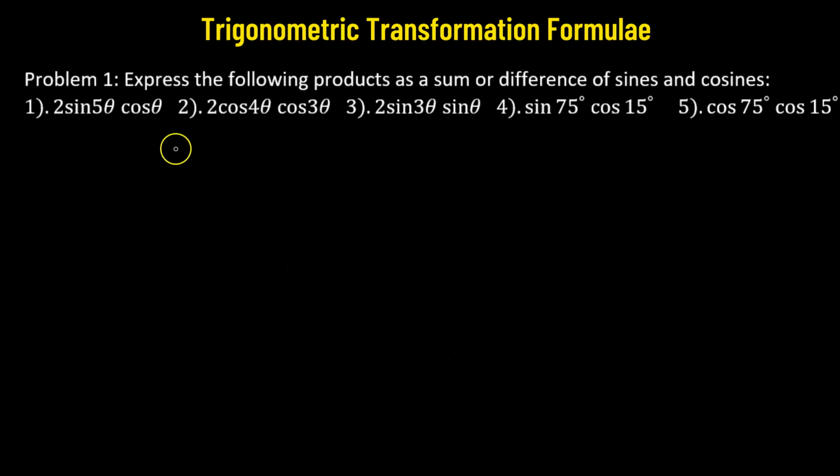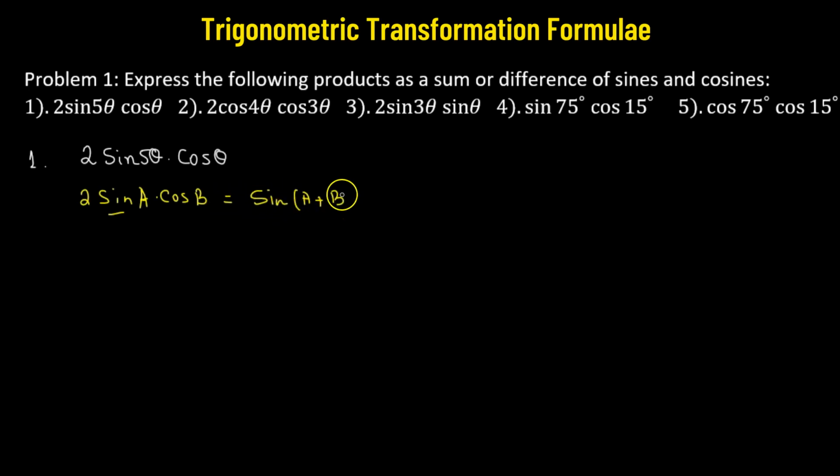Let's try to apply this idea with the help of a few problems. Here we have 5 trig functions. We need to express the following products as a sum or difference of sines and cosines. We'll begin with number 1: 2 times sine 5 theta times cosine theta. This has a close resemblance with 2 times sine of angle A times cosine of angle B. There's a trick to remember this. If the sine function comes first, in the sense that we give precedence to angle A and we have sine of that angle A, then this will always be sine of A plus B plus sine of A minus B.